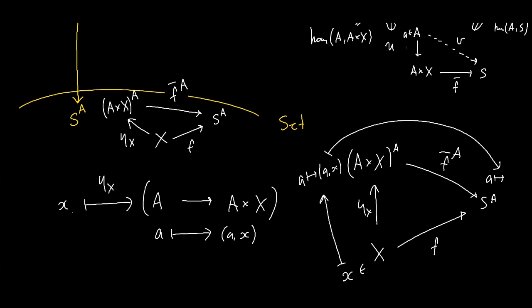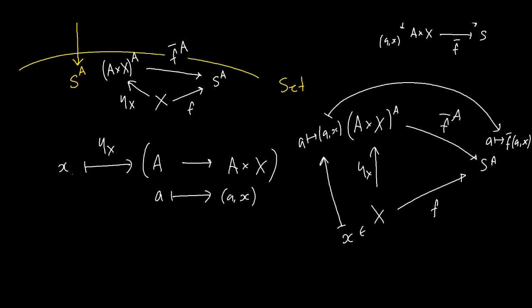Got a maps to a comma x, and now I need to compose that with f bar. I will get this, right?